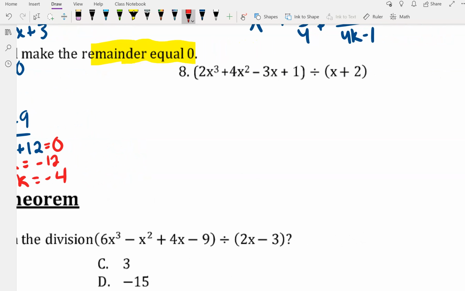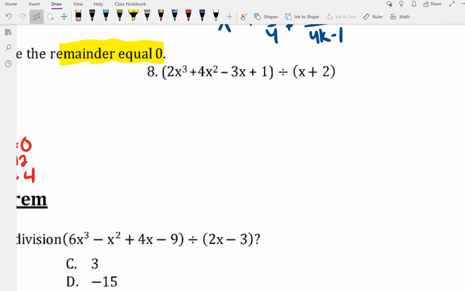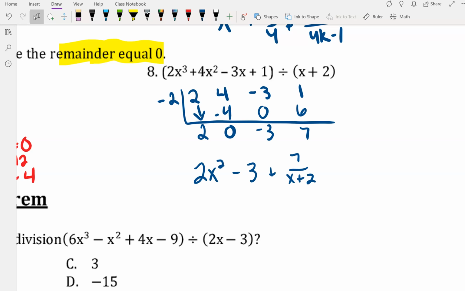And then you guys should just try solving this one on your own really quick. You can pause the video and do this one, and then I'll just have the answer up there for you when you unpause the video. Here is your answer.